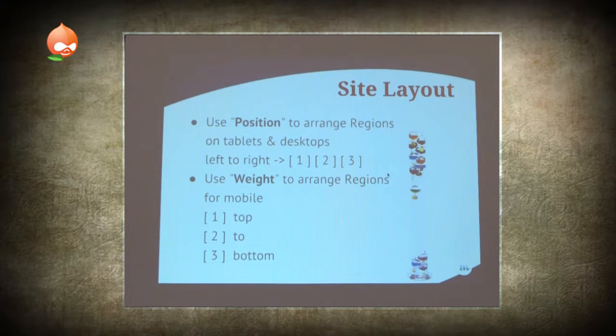You can use that to control position, which you want to think about left to right. That's how you're positioning things on your desktop version of the page. And you're going to use weight to position things from top to bottom, just like we do with blocks if you're stacking your blocks in a sidebar. So it's the same weight system as Drupal. Here's my little barometer graphic, because that's how I think of things floating and bobbing in the water.